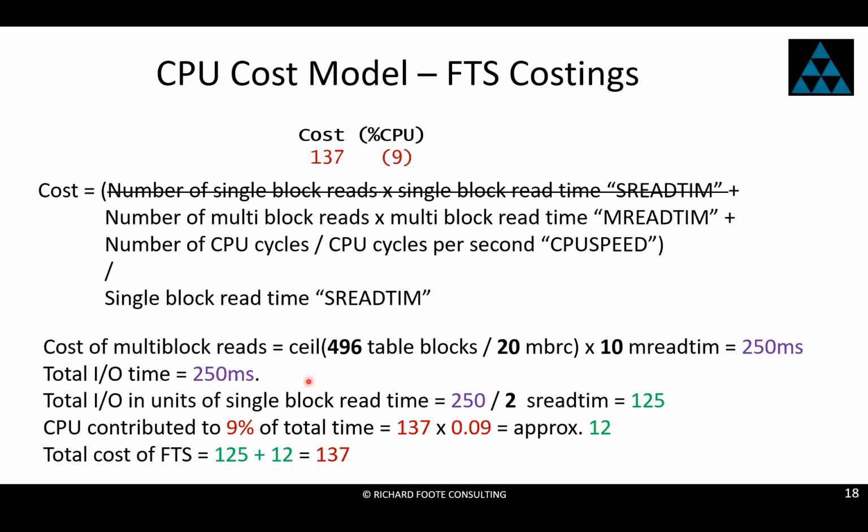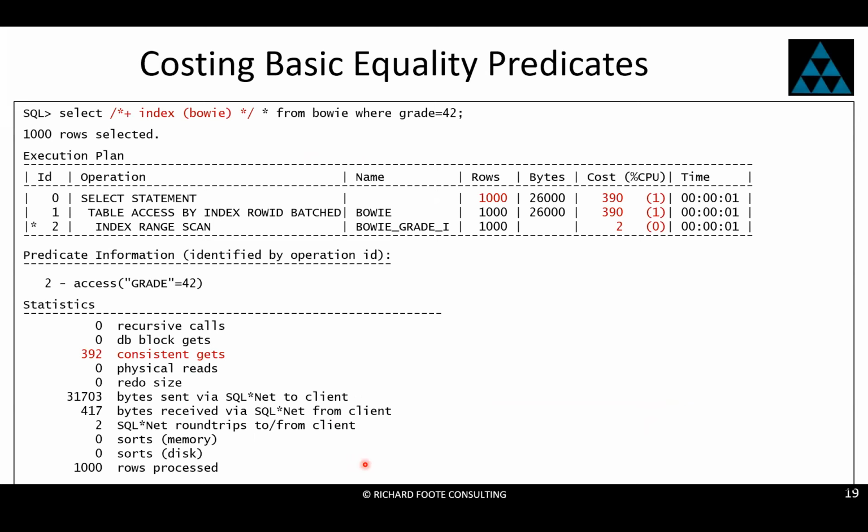But what Oracle does is divide that figure by the time it takes to do a single block read. So I convert this time into units of how many single block read equivalents that is. It's 125. So the cost of reading this table is effectively 125 single block reads, however long that would normally take. The cost, though, is 137. The reason is that 9% of that cost is CPU, because Oracle needs to calculate how much CPU I need to burn. So I've reverse engineered that 9% of 137 is approximately 12. So 12 units is CPU, 125 units is IO. The total cost is 137 for my full table scan.